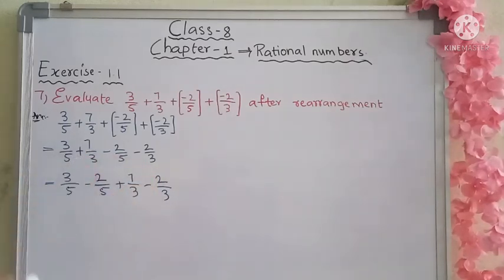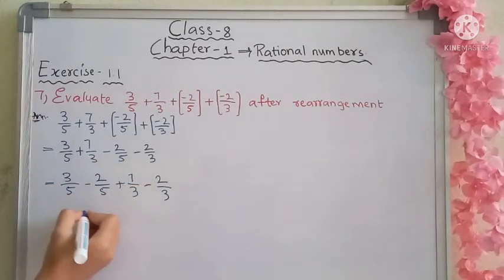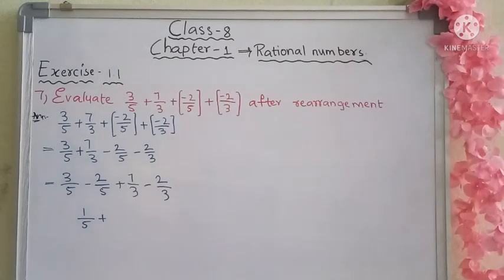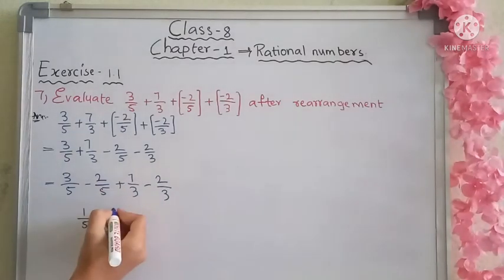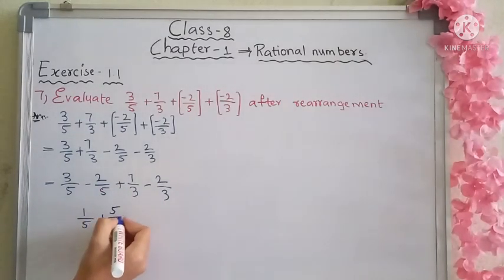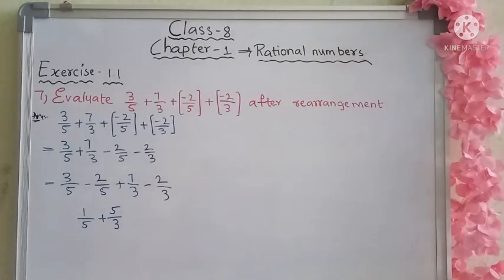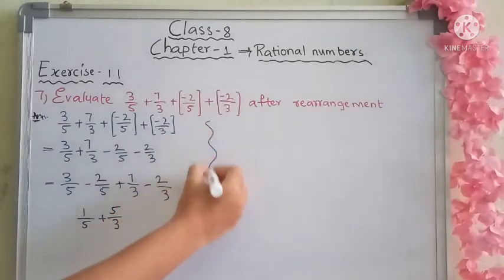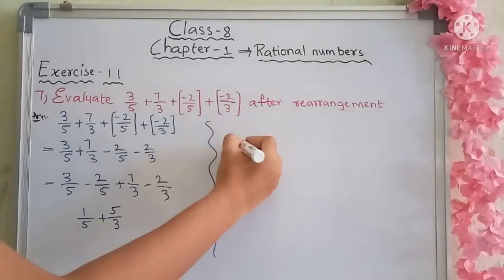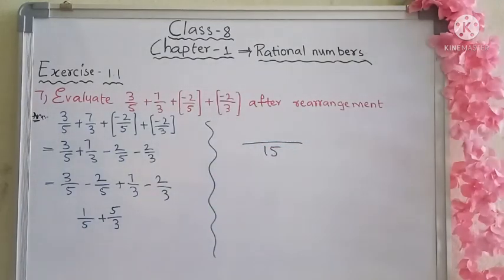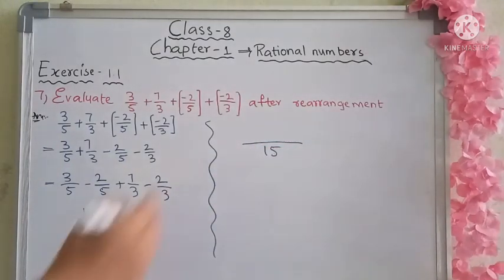Now, the denominators are same, so now directly we can subtract it. 3 minus 2, which is equals to 1. So, 1 upon 5 plus, now 7 minus 2, which is equals to 5. So 5 upon 3. So now LCM of 5 and 3, which is equals to 15. So now we have to make the LCMs equal. So LCM which is equals to 15.